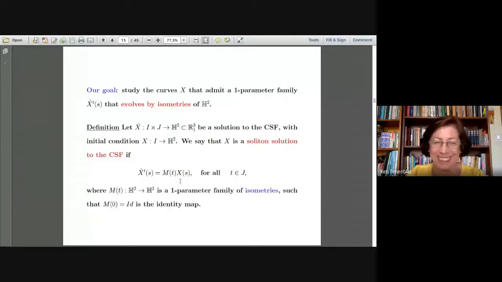Okay. So x hat will be a solution of the flow with initial condition x, and we will say that x is a soliton solution for the flow if x hat t is equal to an isometry, which depends on t, times the initial curve x. So M_t will be a one-parameter family of isometries, and you want M_0 to be the identity map so that the flow at t equal to zero is the initial curve x.